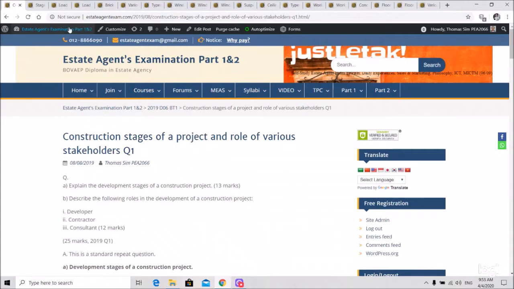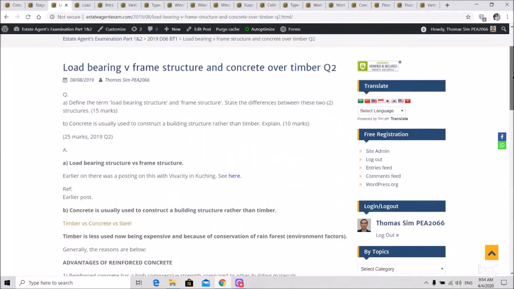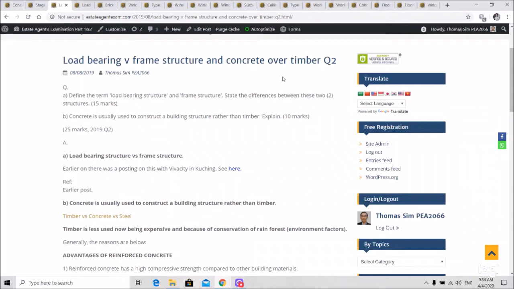Let us move on. Right. Question number 2, talk about load bearing and frame structure in concrete over timber. So define the term load bearing structure and frame structure. State the differences between these two structures. Then part B, concrete is usually used to construct a building structure rather than timber. Explain. So part A is 15 marks, part B is 10 marks. So part A needs more effort.